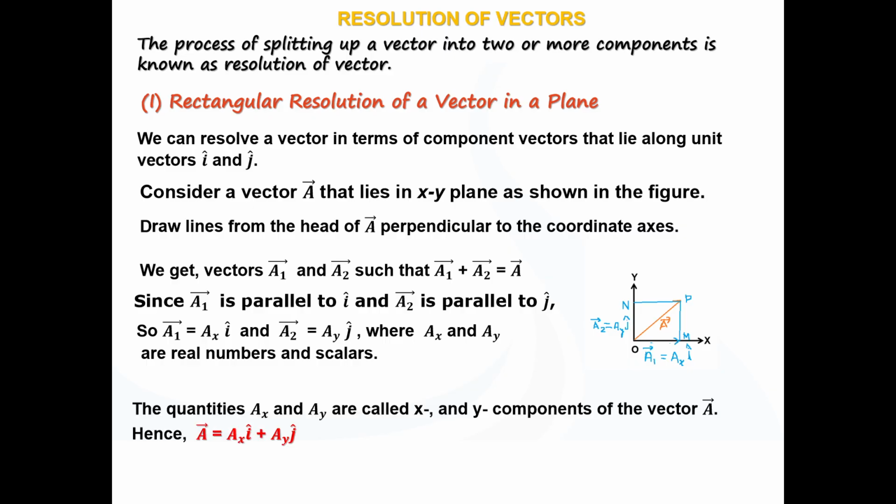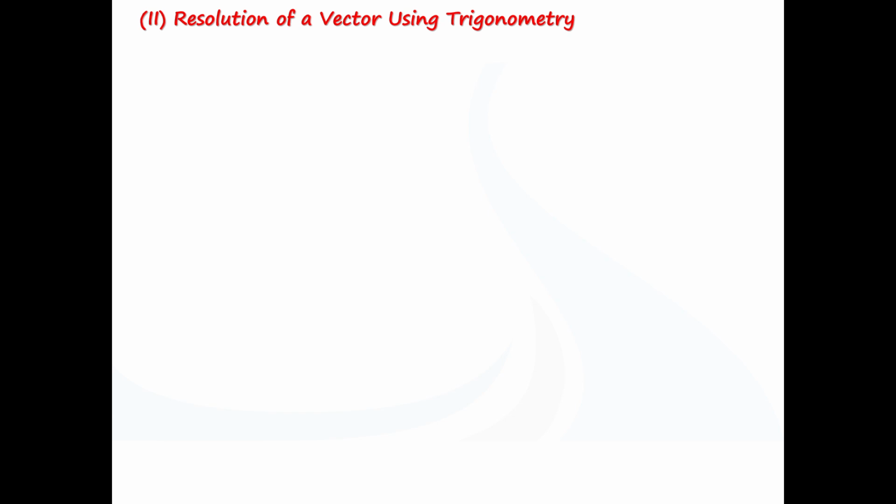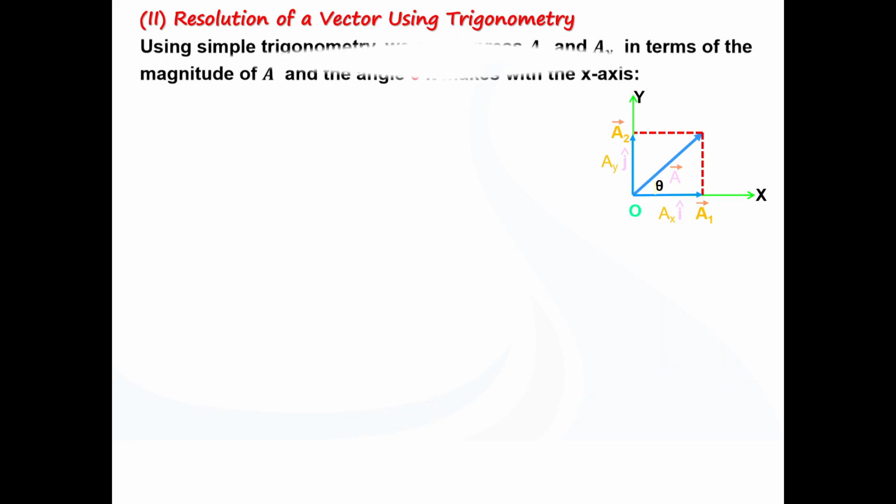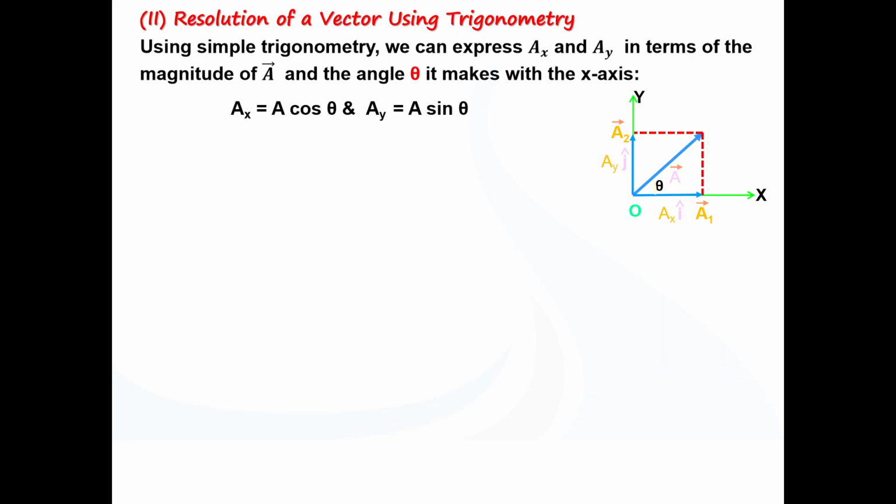The quantities Ax and Ay are called the x and y components of vector A. Hence, vector A can be resolved as Ax i cap plus Ay j cap. Now, resolution of a vector using trigonometry. Let a vector A make angle theta with x-axis and lie in the xy plane. So, A cos theta is Ax and A sin theta is Ay.